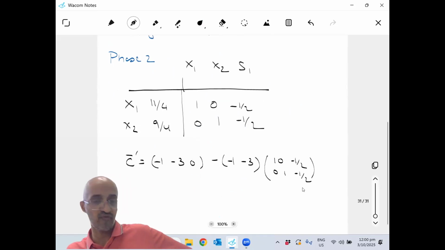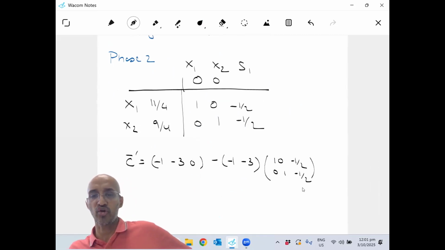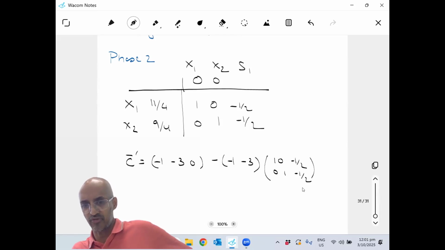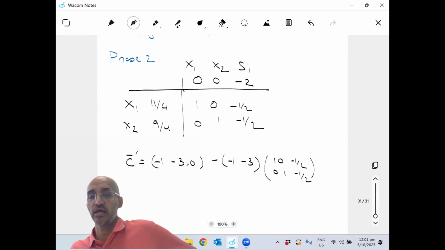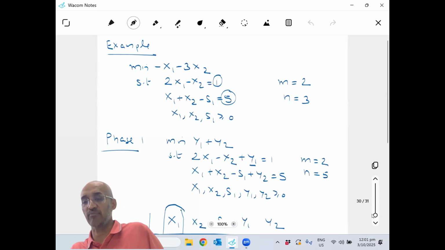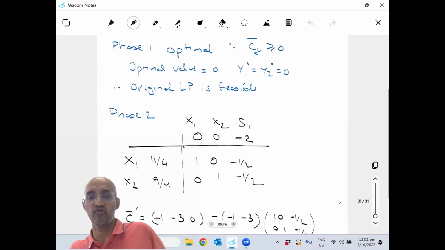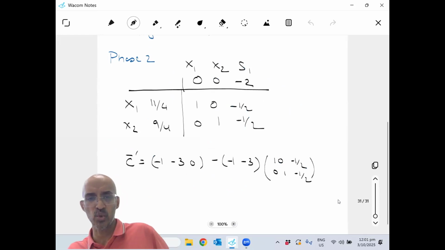If you calculate this, you will find that the basic variables will have 0 reduced cost, and the non-basic variable s1 will have a cost of minus, that's plus half, plus 3 by 2, that's plus 2, minus 2. And what is the cost of the solution? 11 by 4, 9 by 4. If you just calculate the cost, minus 3 times 11 by 4, minus 3 times 9 by 4, you'll get minus 19 by 2. So negative 19 by 2.